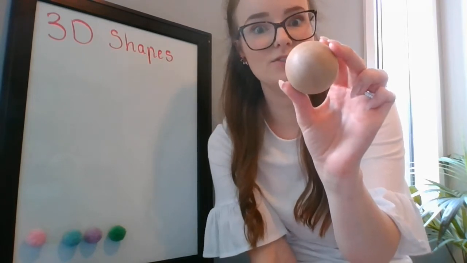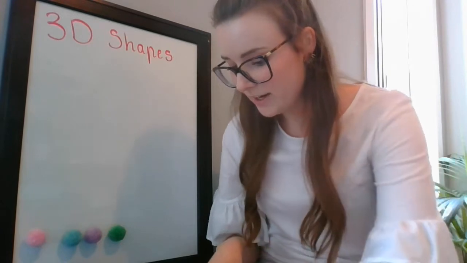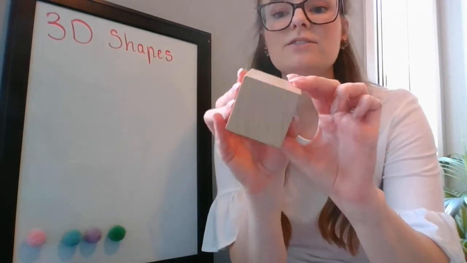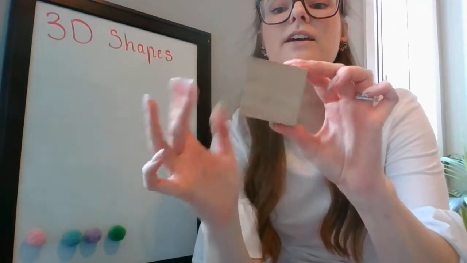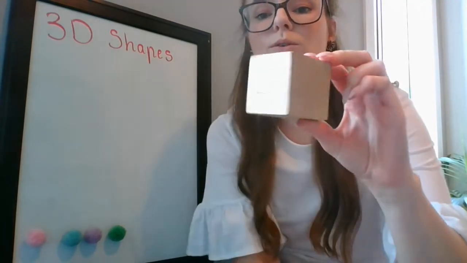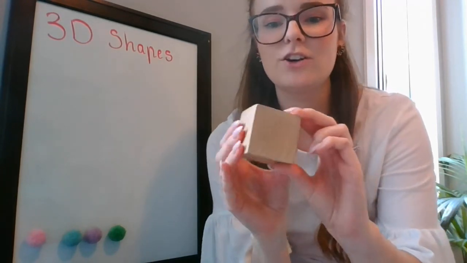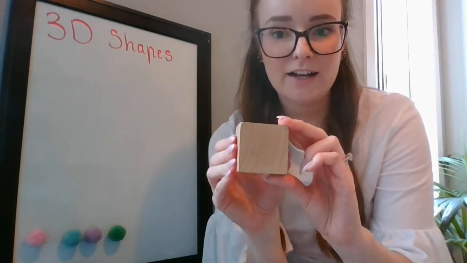It's a sphere. Okay, so it looks a bit like a ball. I also have here another lovely 3D shape. Okay, can you guess what this beautiful shape is called? It's a cube. Well done. So 3D shapes actually have three properties.